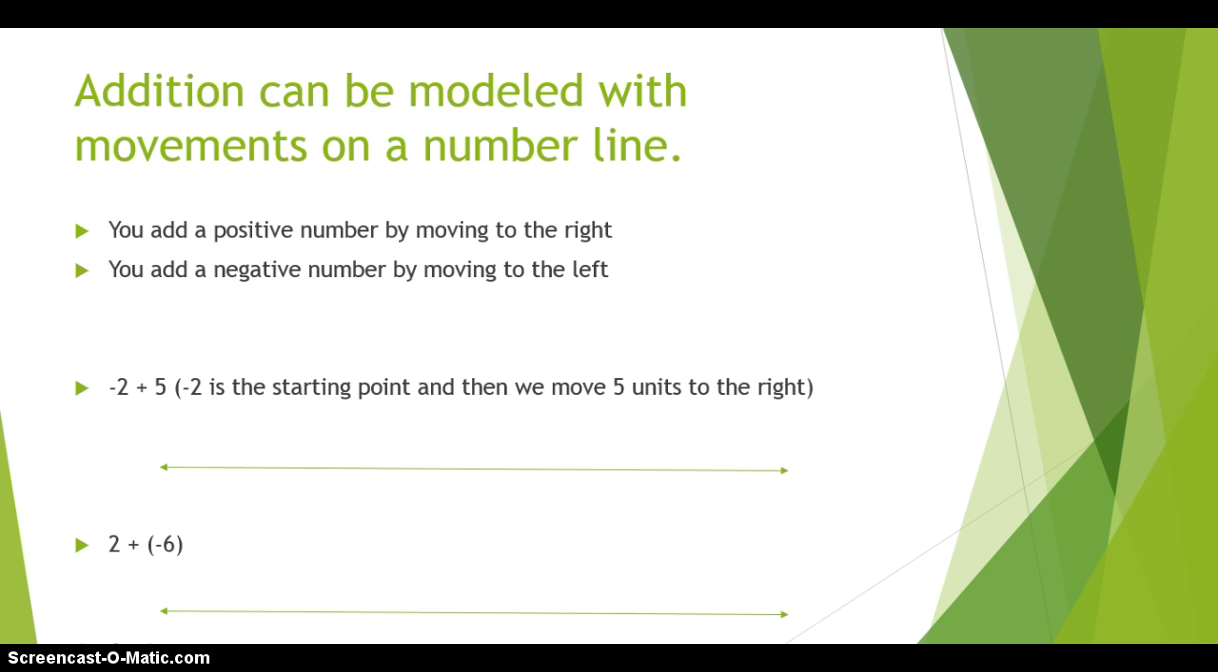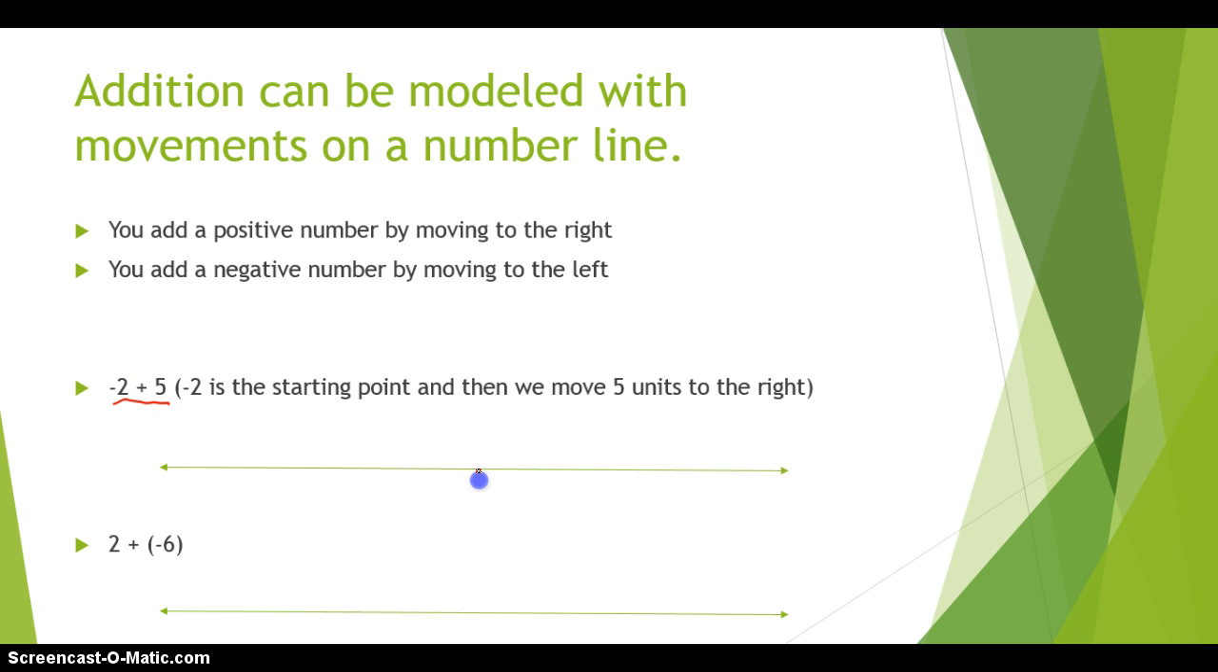Addition can be modeled with movements on a number line. So you add a positive number by moving right, and you add a negative number by moving to the left. For example, I have it right here, negative 2 plus 5. So this is our problem right here.